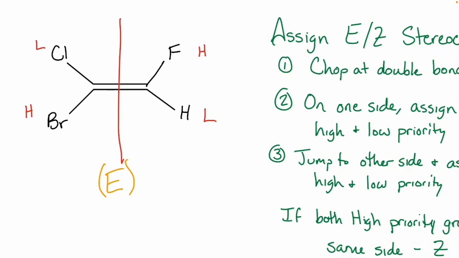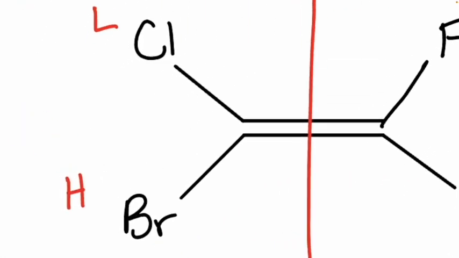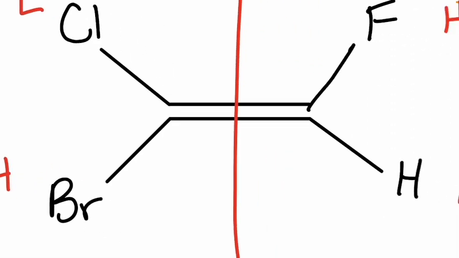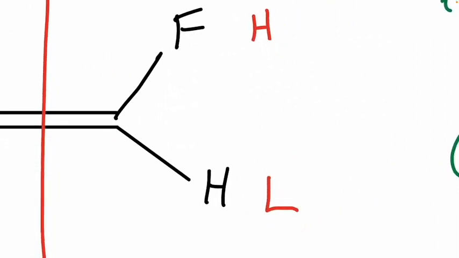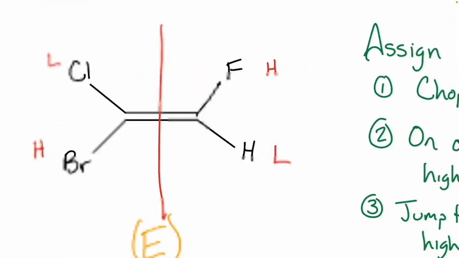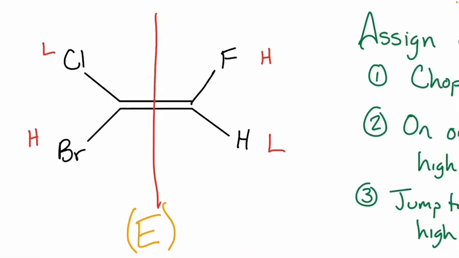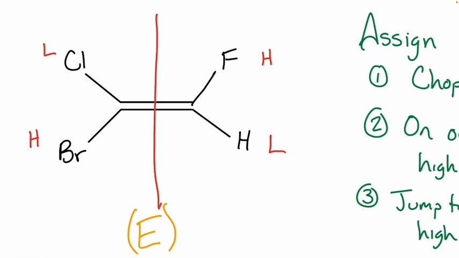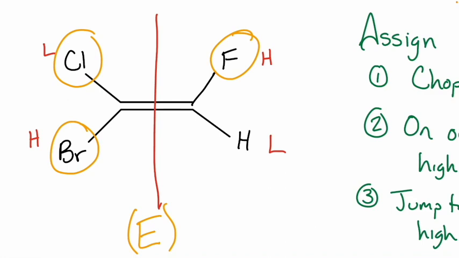All right, so you got to chop your double bond. You jump to one side, assign high and low. Jump to the other side, assign high and low, and then look at where your two high priority groups are. Okay? Again, if they're on the same side, it's Z. If they are on opposite sides, it is E. Okay? And just note, like I never compared my fluorine to the chlorine and the bromine, right? I'm not doing all four of these groups at once. I'm assigning high and low on one side, high and low on the other side.